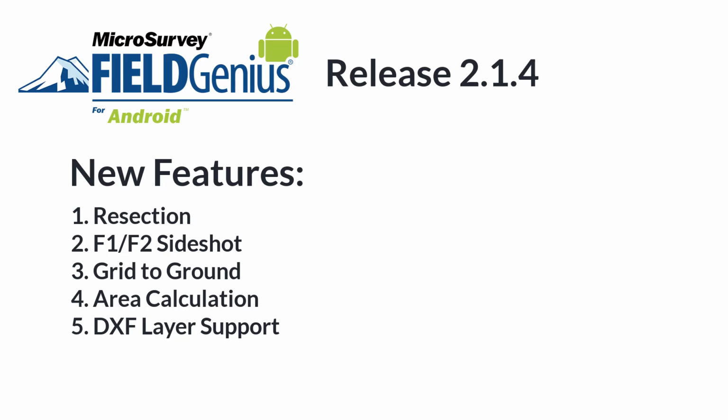This release of FGA expands on total station functionality to be more flexible by adding support for resections and Phase 1 and Phase 2 observations, as well as a new grid-to-ground function, a new calculation option that allows users to compute areas on closed figures, and layer support for DXF files.